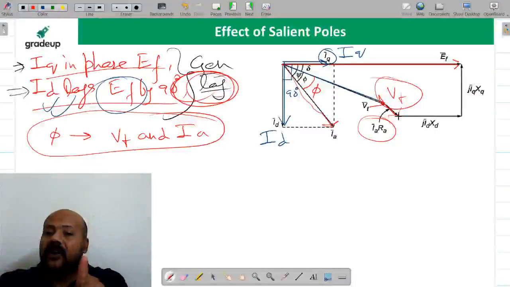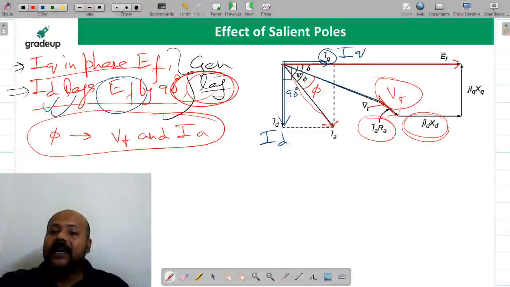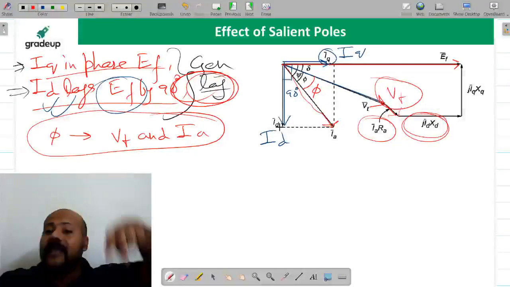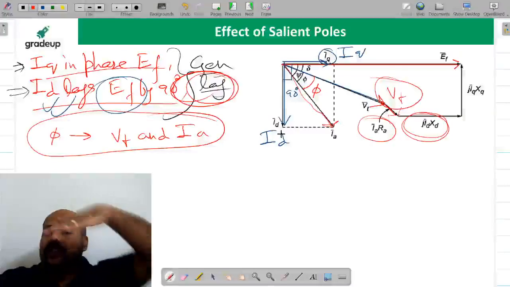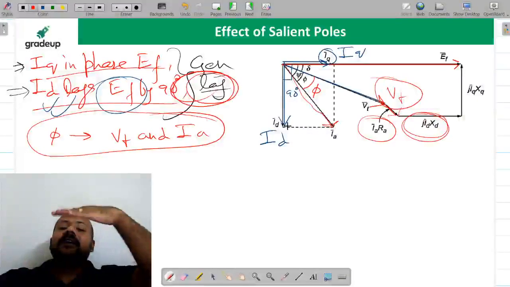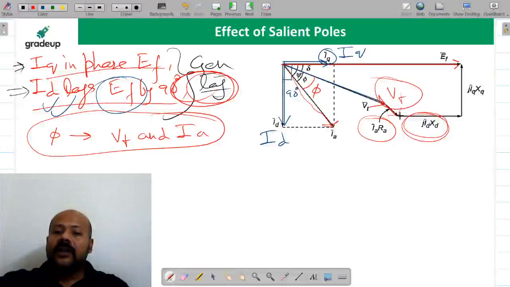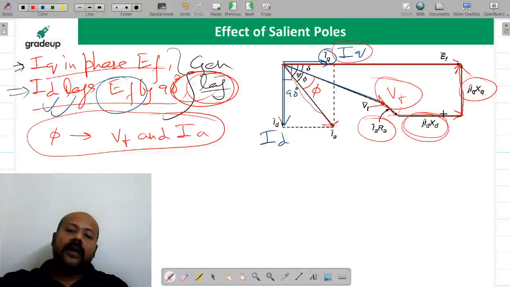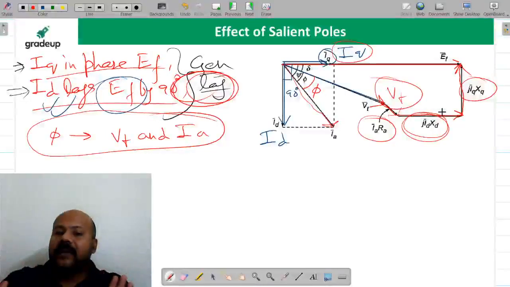Now the XD drop is going to be with the ID current. What is the ID current? This is the ID current. And this is going to be J times ID XD. So J times ID XD is going to be 90 degrees ahead. So this is going to be your ID XD drop. And this is going to be your IQ XQ drop because this is your IQ. I hope now this phasor diagram must be clear to you.